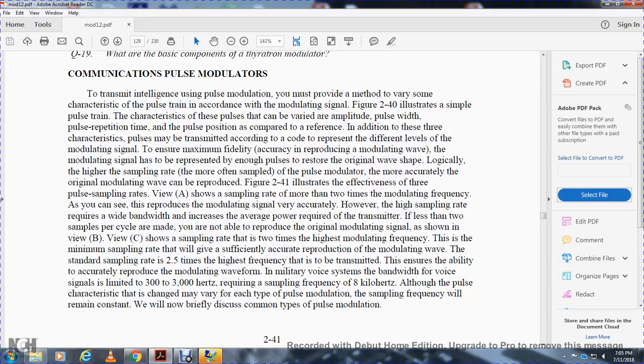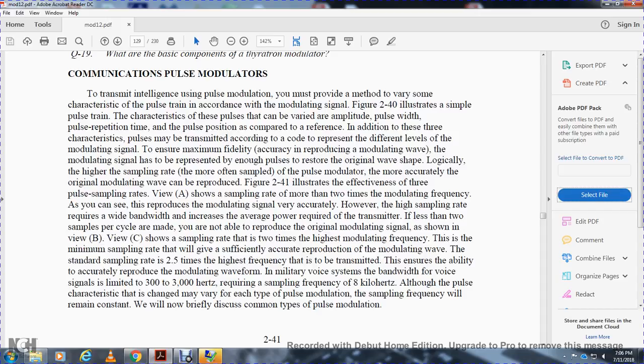The goal is maximum fidelity, accuracy in reproducing the modulating wave. The modulating signal must be represented by enough pulses to restore the original wave shape. Logically, the higher the sample rate, the more often the signal is sampled, and the more accurately the original modulating wave is reproduced. Figure 241 illustrates the effectiveness of three pulse sampling rates. View A shows a sampling rate of more than 2 times the modulating frequency. As you can see, the reproduced modulating signal varies accurately. However, a highly sampled rate requires wide bandwidth and increases the average power required for the transmitter.